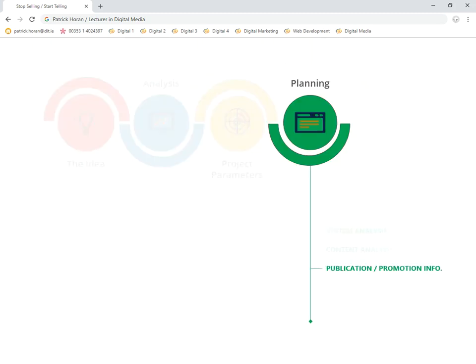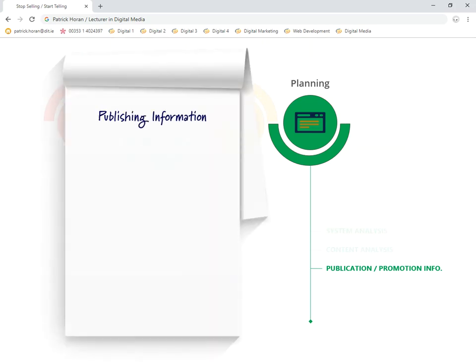So far we've dealt with system analysis and content analysis when you're dealing with planning. So we're moving into publication and promotion information. Okay, so we'll have a look at what are the different stages involved in publishing information. Okay, so first of all, domain names. Have you thought about one?